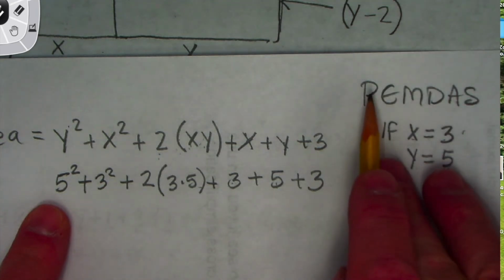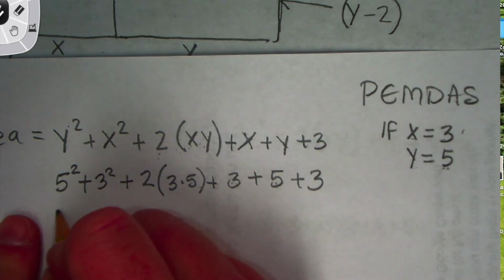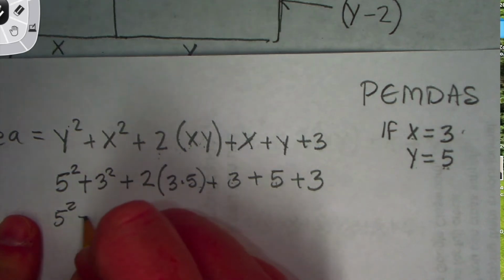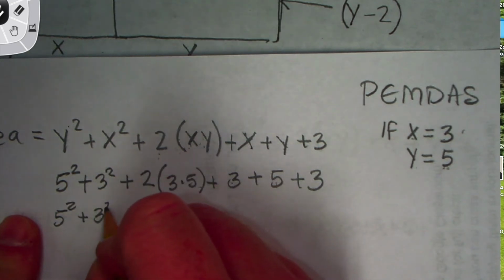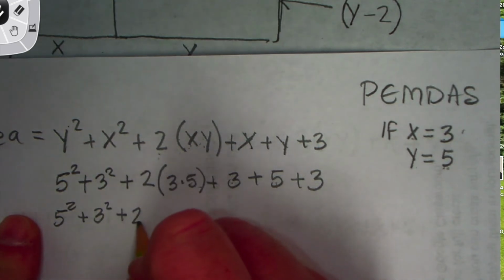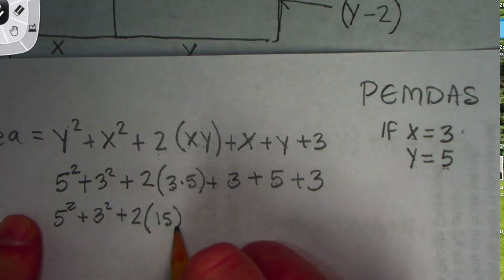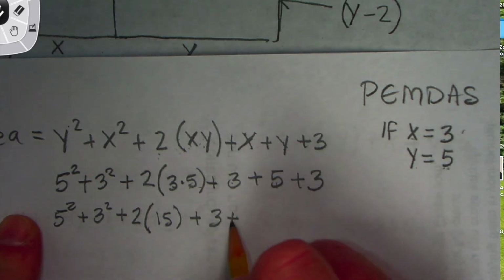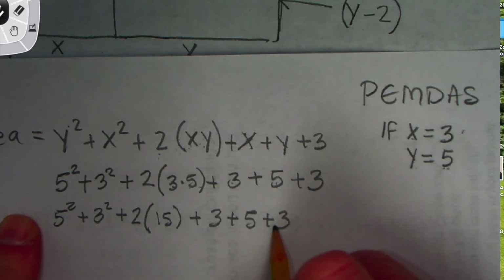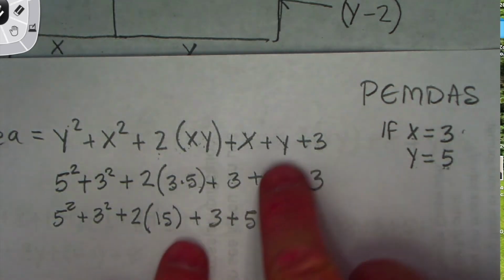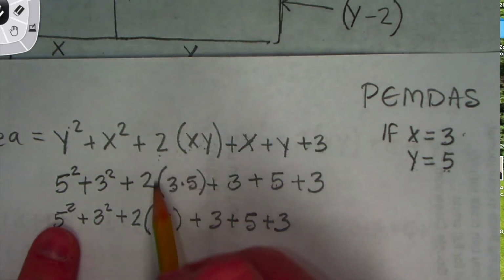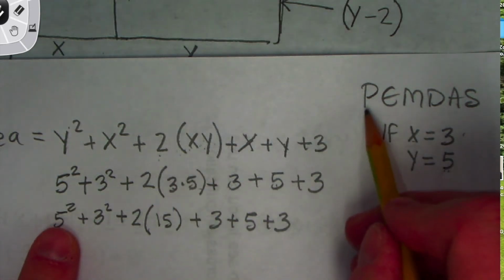Are there parentheses? Yes, there are. So 5 squared stays the same. 3 squared stays the same, plus 2 times 3 times 5, that's 15. Plus 3 plus 5 plus 3. So everything else stayed the same. The only thing I changed was the parentheses, because that's what's first.